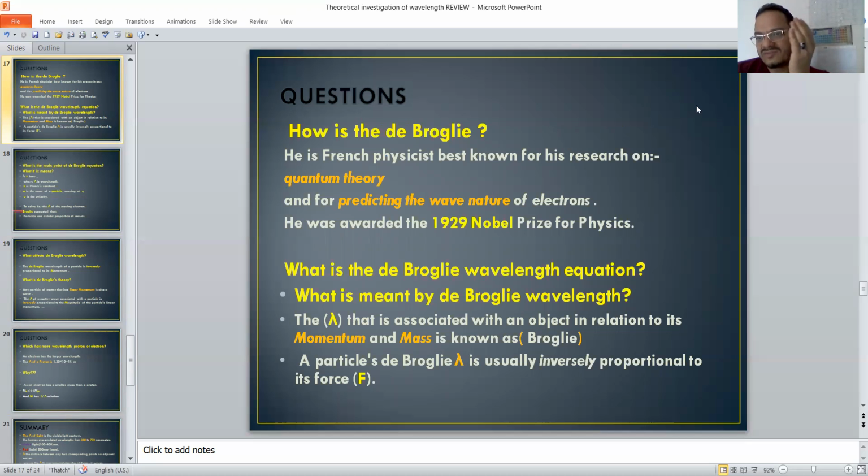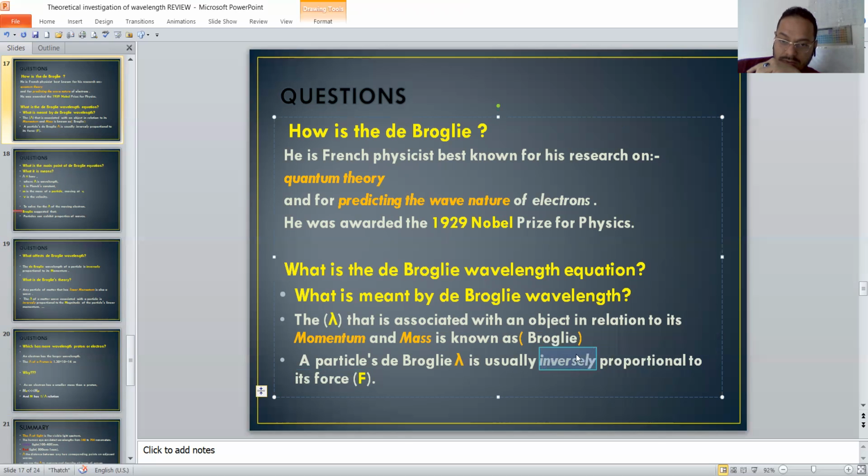The wavelength equals Planck's constant divided by the mass of the object times the velocity of the same object. Let's go to the details and know the relation between the wavelength and momentum and mass. The wavelength associated with an object is related to its momentum and mass. A particle's de Broglie wavelength is usually inversely proportional to its force. Actually, honestly, it's not just inversely proportional to its force, but to another two elements. We will know it at the last part of this lecture, at the conclusion section.